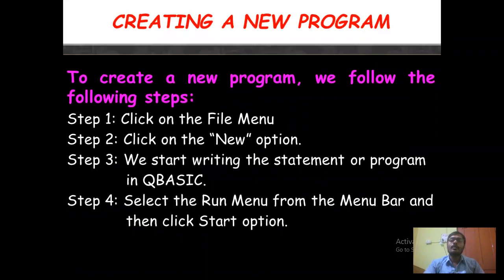To create a new program, we follow the following steps. Step 1, click on the file menu. Step 2, click on the new option. Step 3, we start writing the statement or program in QBasic. And step 4, select the run menu from the menu bar and then click the start option.